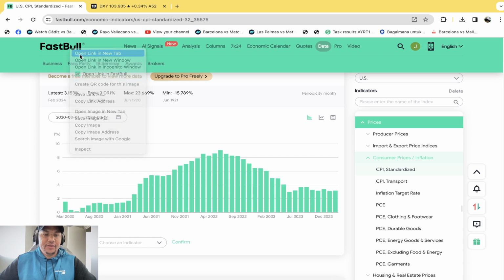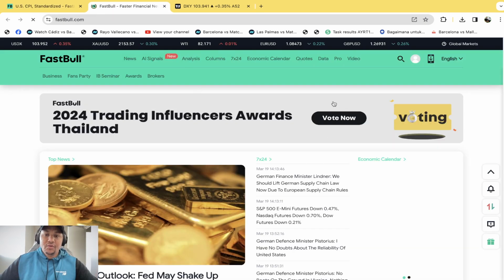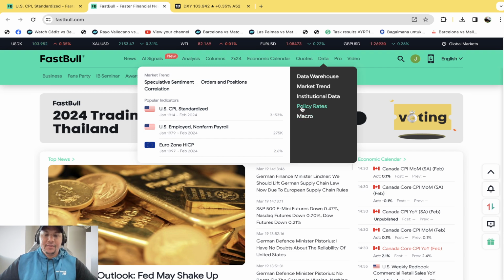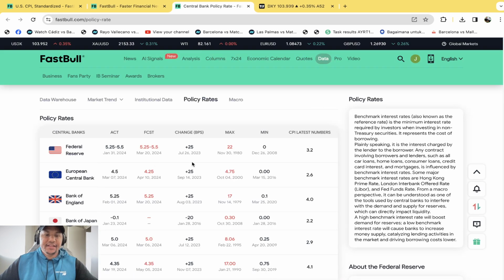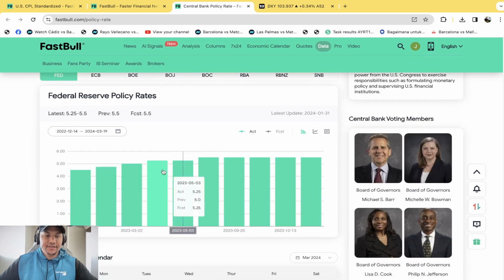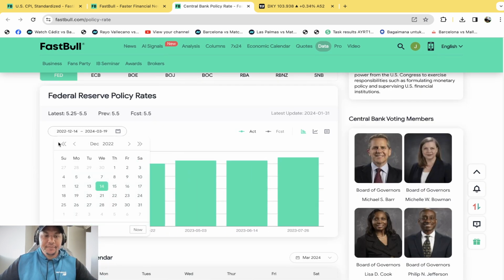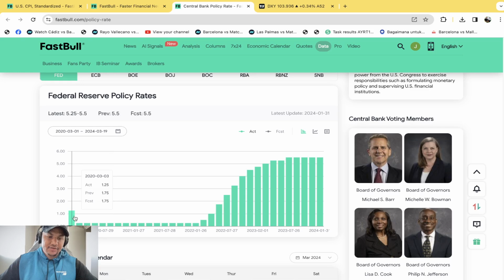So we're going to take a look whether the interest rates were low or not. For that, we're going to go over to data and we're going to go to policy rates. Now, the policy rates is the interest rates for each country that you can see over here. And we're looking at the Feds. We're going to go back to 2020 and we're going to go to March. Now, what we are looking for is low interest rates because the consumer spending index went down. And because of that, we also need to get a weaker dollar. So let's see what happens.